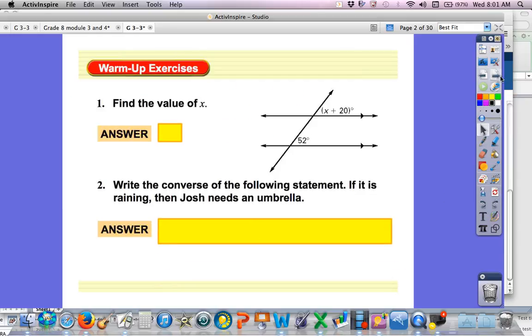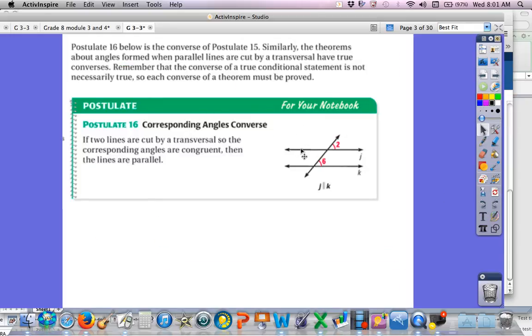Reset that page. So today we're going to learn a new postulate. It's postulate 16. It's the corresponding angles converse. And I talked about this yesterday in class, that we were going to have converses today. So yesterday we learned that if two parallel lines are cut by a transversal, their corresponding angles are congruent.